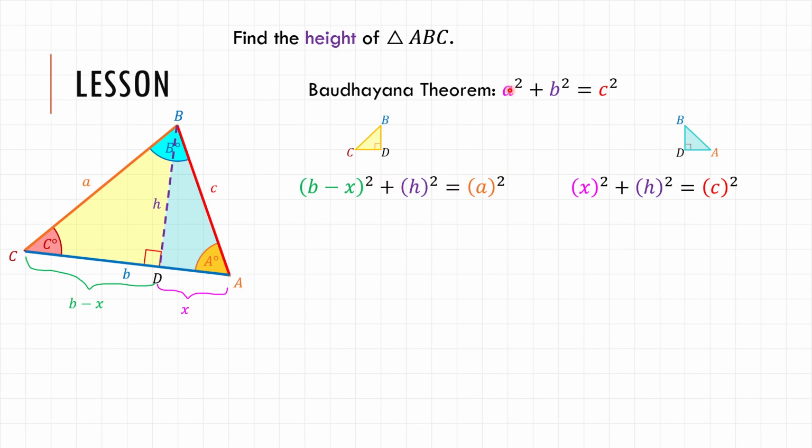Notice that whenever I replace a variable, I always put brackets around it. And that's a very, very important step. Without these brackets, it might seem like this square is only being applied to the x instead of being applied to the entire expression b minus x.